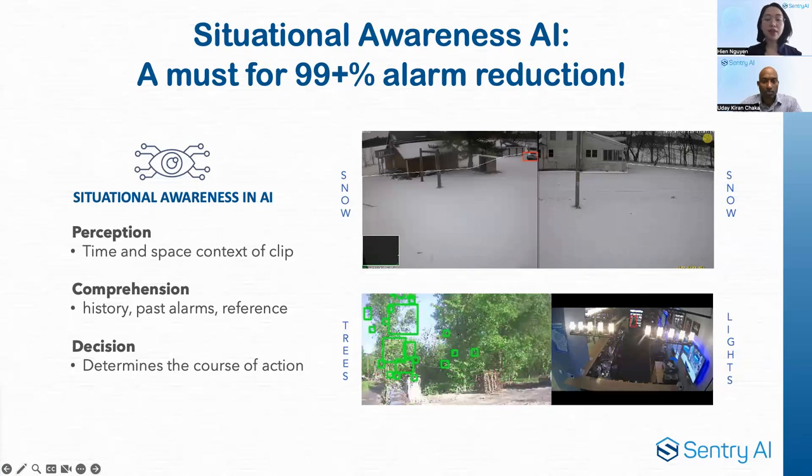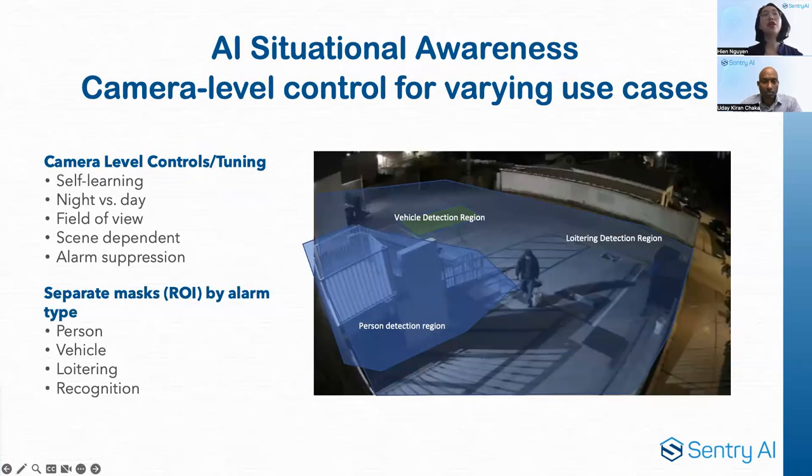And in terms of cameras, no AI can work for every camera. So it's also very important to have camera-level tweaking for the AI. Sentry AI is one of the companies, actually the only company, that is very proud of having camera-level control for the AI, so that we can tune at the camera level and it's self-learning over time from that specific camera to make sure that the performance of the AI gets better over time.